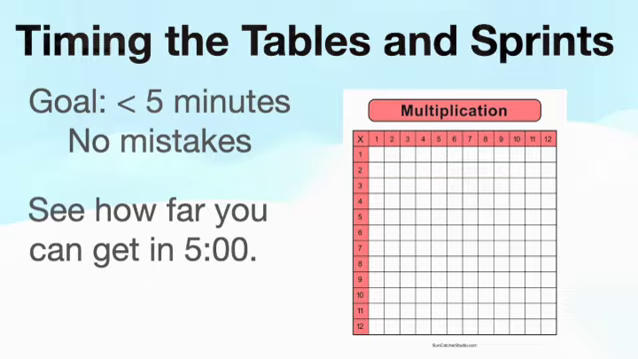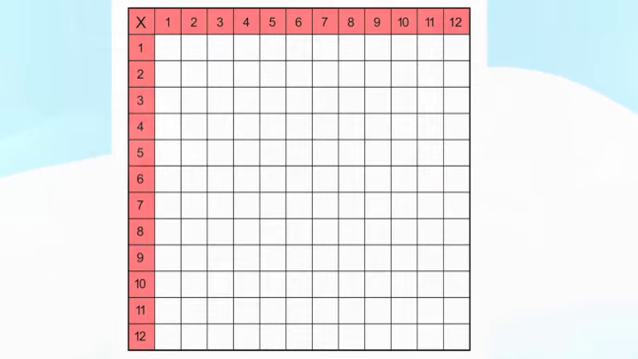Makes it really nice. Another way you can do it is to just time 5 minutes and see how far they get. And every time they time it, they need to get a little bit farther and a little bit farther.